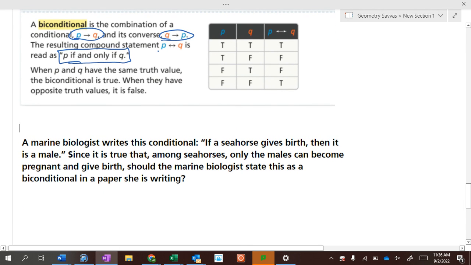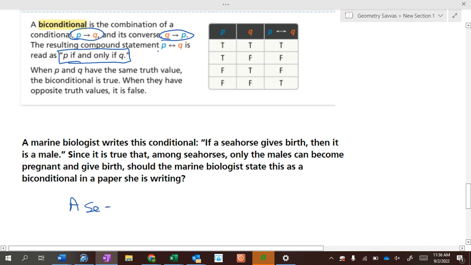A marine biologist writes a conditional. If a seahorse gives birth, then it's a male. Since it is true that among seahorses, only males can become pregnant and give birth, should the marine biologist state this as a biconditional? So if a seahorse gives birth, then it's a male. If a seahorse is male, then it gives birth. Okay? Both the original statement and the converse are true.